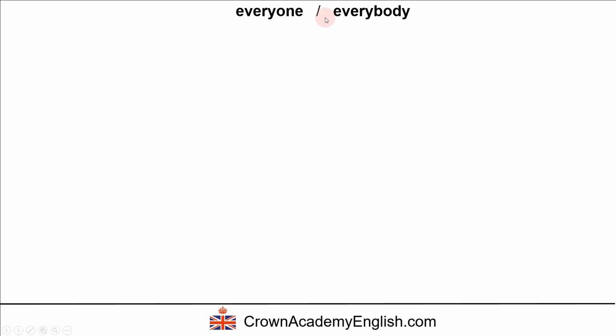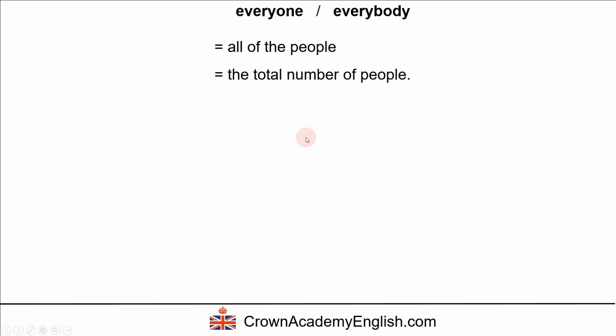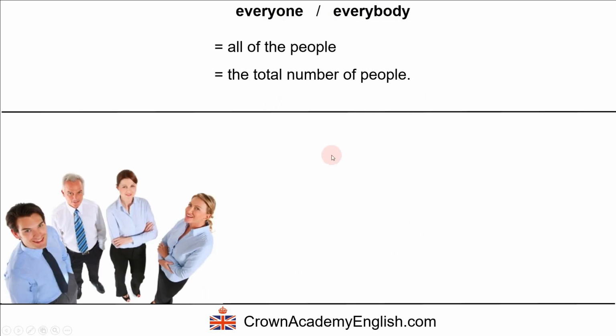Everyone and everybody. Don't forget, these words have the same meaning: all of the people, or the total number of people. I like everyone at my office. So I like all of the people. I like this man, this lady, and this lady. I like everyone at my office.